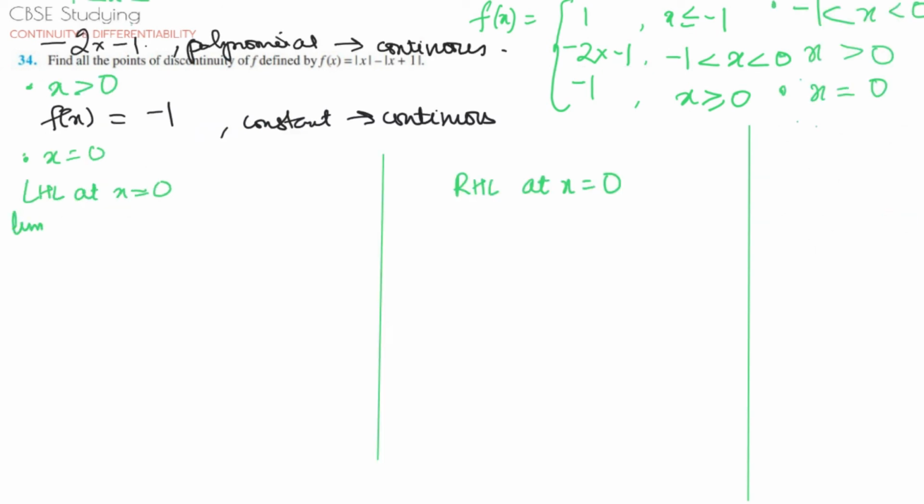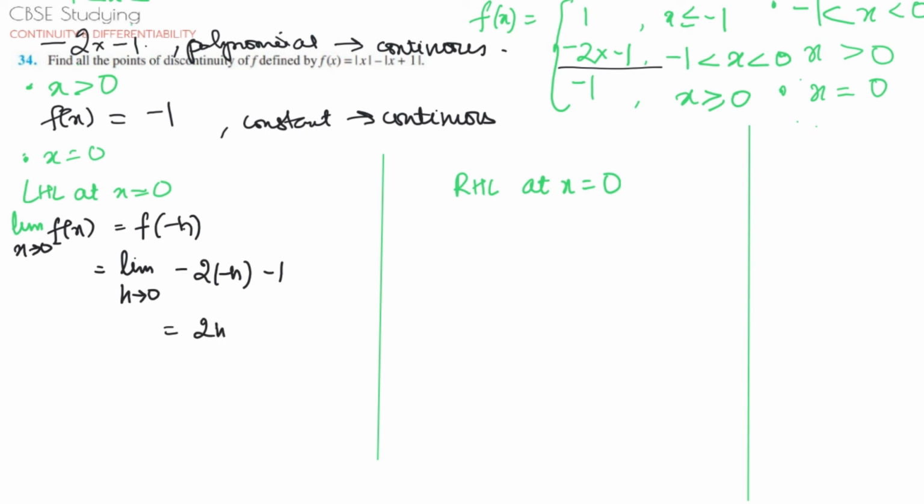Alright, let's shoot. Limit x tends to 0 minus, f of x is equal to f of minus h. So when x is lesser than 0, what is the function that we are choosing? Minus 2x minus 1. So limit h tends to 0, minus 2 into minus h minus 1, that is equal to limit h tends to 0, 2h minus 1. Substitute the value of h as 0 and you get minus 1 here.